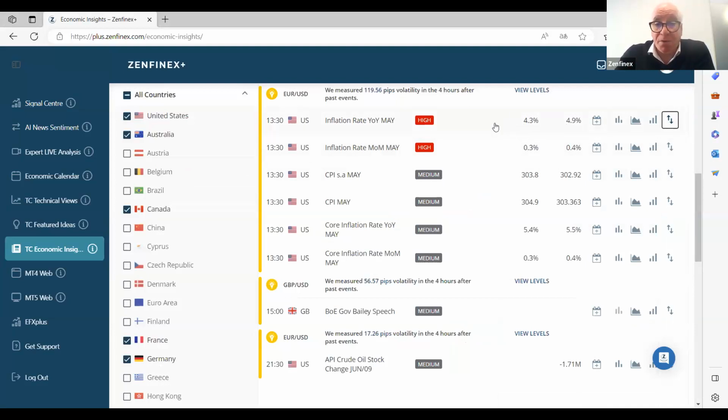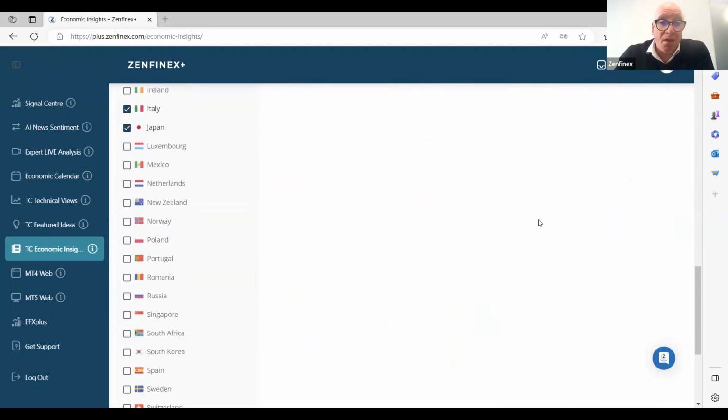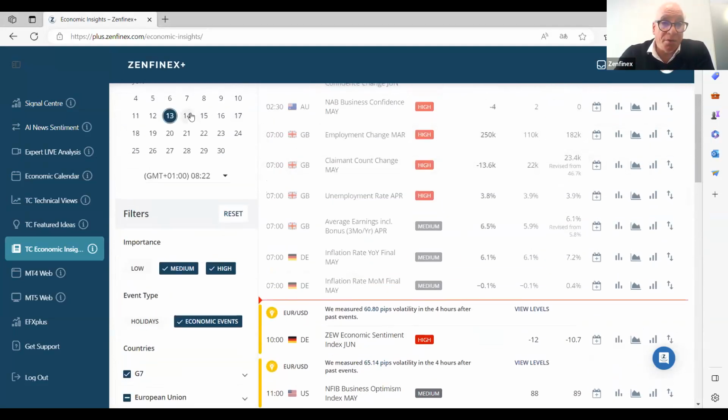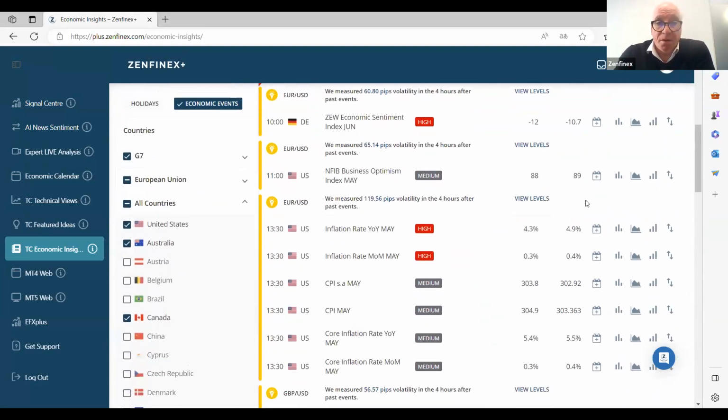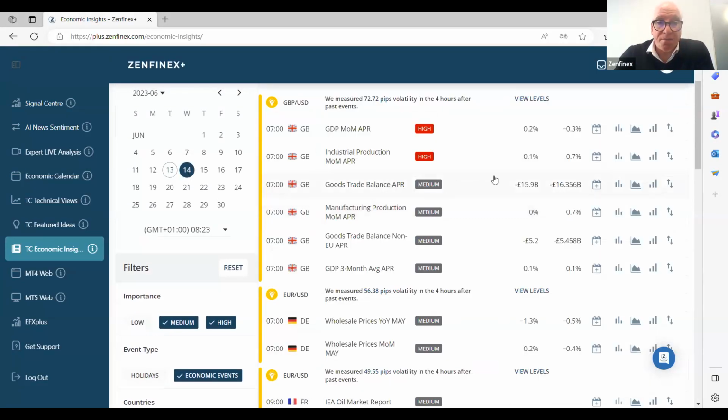Nobody knows what the actual number is. And tomorrow, we have got some speeches which will affect the GBP. And tomorrow, we've obviously got, let's put tomorrow's number in. Just make sure that's just tomorrow, not today.